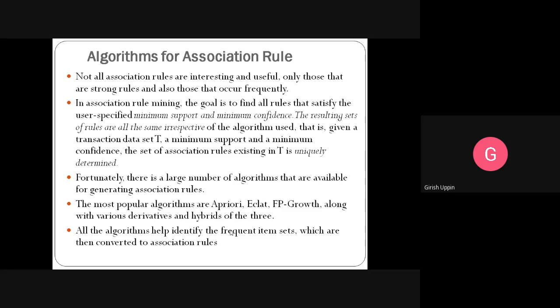All algorithms help identify the frequent item sets, which are then converted into association rules. So using these algorithms, we are going to find frequent item sets. What is the meaning of the frequent item set? Frequent item set is the set consisting of the items which are bought frequently together. Okay, that is the frequent item set.